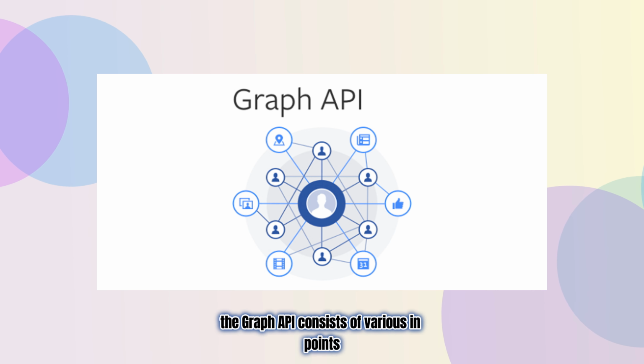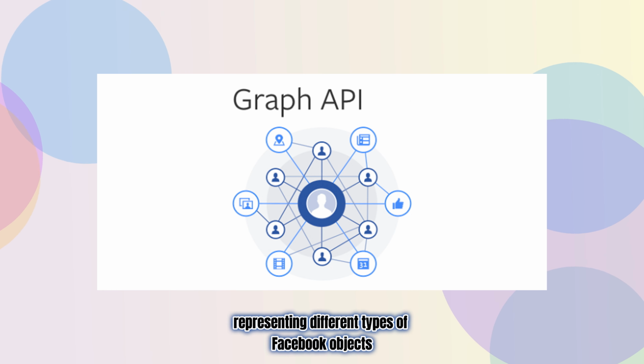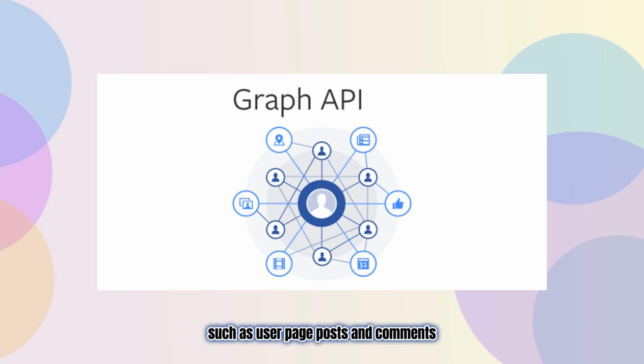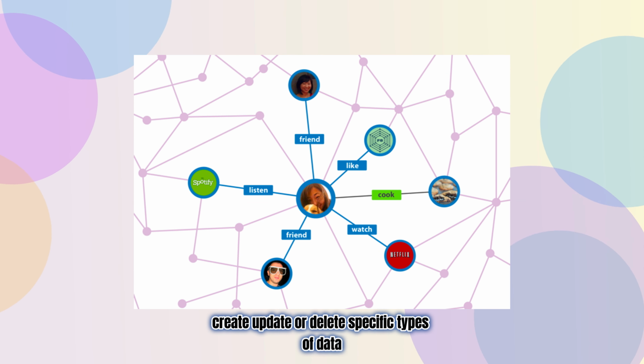Understand endpoints. The Graph API consists of various endpoints representing different types of Facebook objects, such as user, page, posts, and comments. Each endpoint allows you to retrieve, create, update, or delete specific types of data.